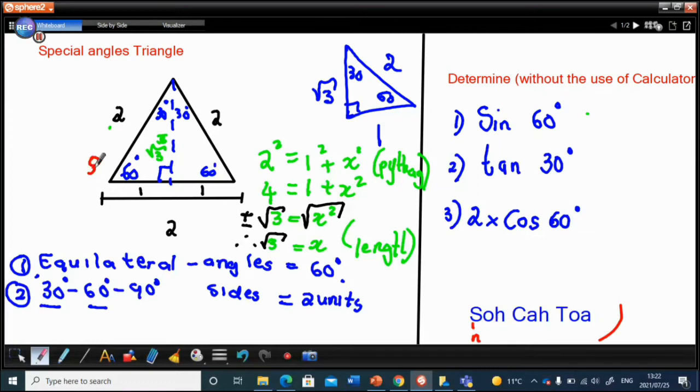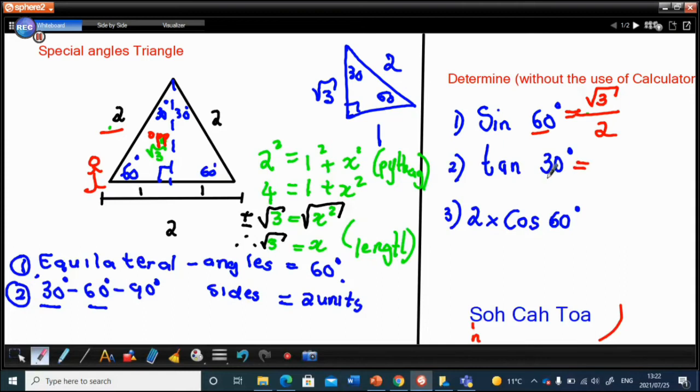If I'm standing at 60, why am I standing at 60? Because 60 is the reference angle. Then the opposite side will, of course, be this one, and this is the square root of 3. So square root of 3 over the hypotenuse side. Guys, this is obvious. The hypotenuse side is 2, and that's our answer.